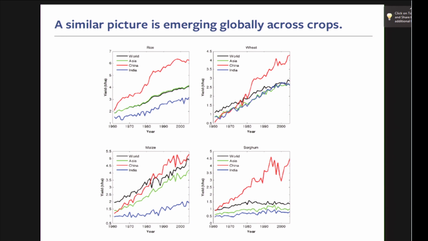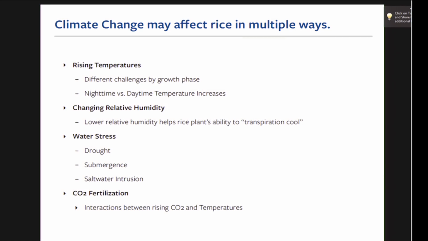You're seeing similar pictures for all crops. Maize, not so much, and we could talk about that over break here, but you're seeing this sort of slowdown in growth rates for all crops. Soy looks very similar. So what I focused on here, and I'll put this in perspective at the very end here, is really how climate change has affected rice through the observed record here.